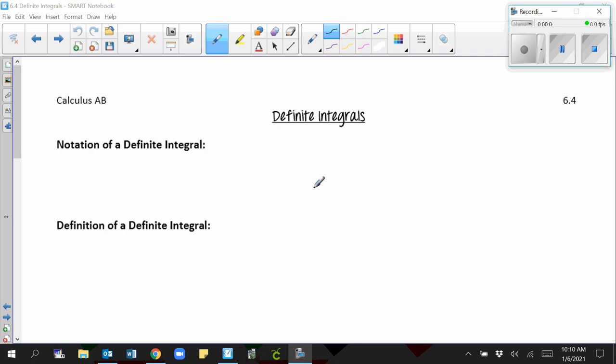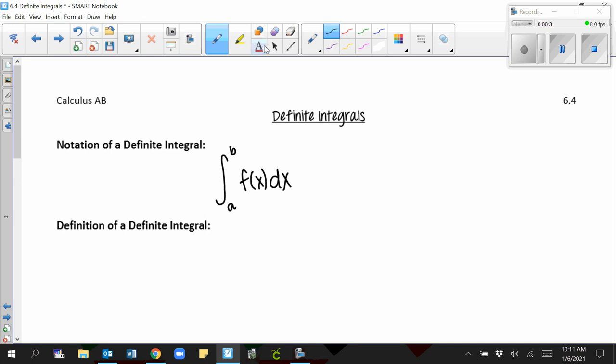Hey guys, today we're looking at 6.4, which is going to talk about definite integrals. So the notation for a definite integral, we're going to use our integral sign, and it's going to go from A to B, which are going to be numbers, and then you're going to have some function, f of x dx, right there. So we've talked about Riemann sums, and we've talked about how they can approximate the area under a curve, and we've talked about how an integral is the exact area under a curve.